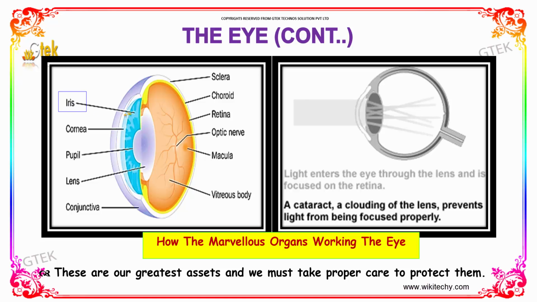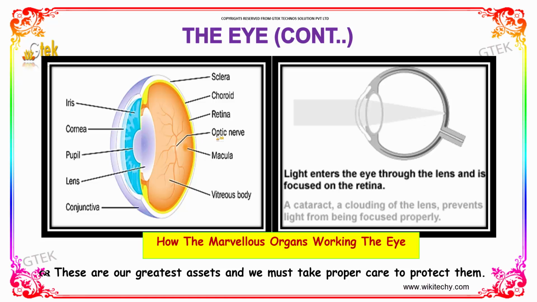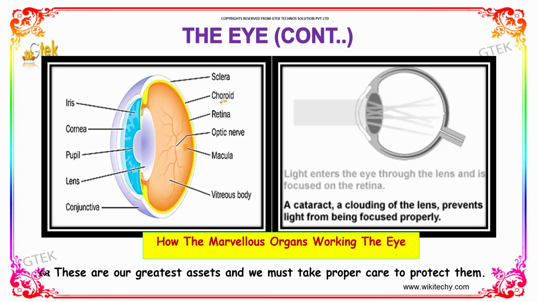So this region is the iris, and this one is the cornea, this one is the pupil, and this one is the lens, this one is the conjunctiva, this one is the vitreous body, and this one you can see here is the macula, this one is the optic nerve, this one is the retina, this is the choroid, and this one is the sclera region.